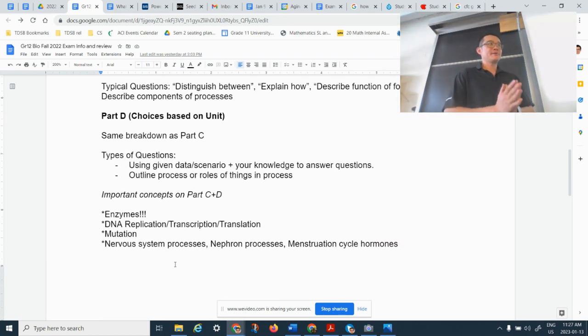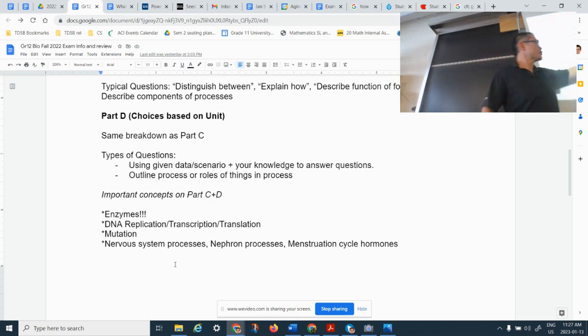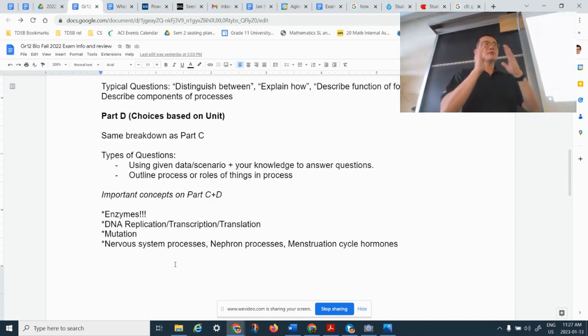Important concepts for C and D. Enzymes, enzymes, enzymes. Make sure you know enzymes. DNA replication, transcription, translation, mutation. Make sure you understand those things, how it works. And of course, these 3 processes. Okay? Make sure you know them for C and D. Any questions so far?